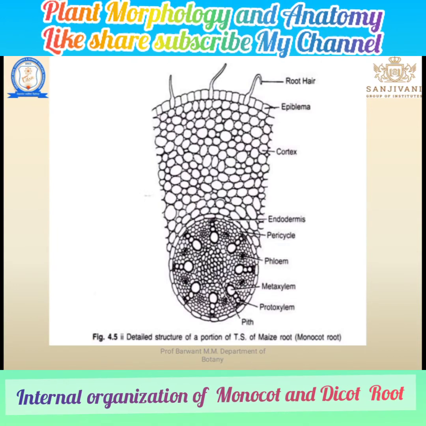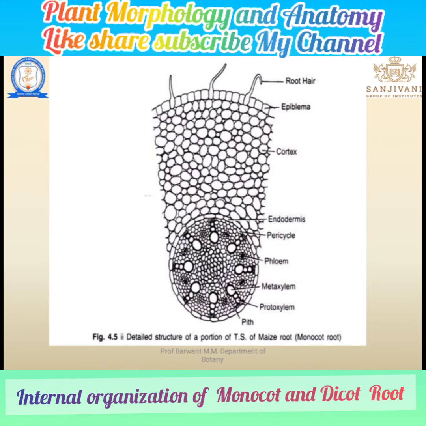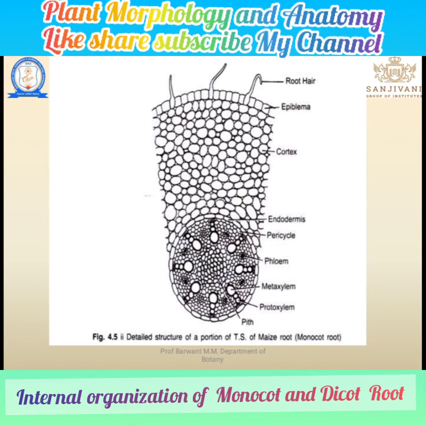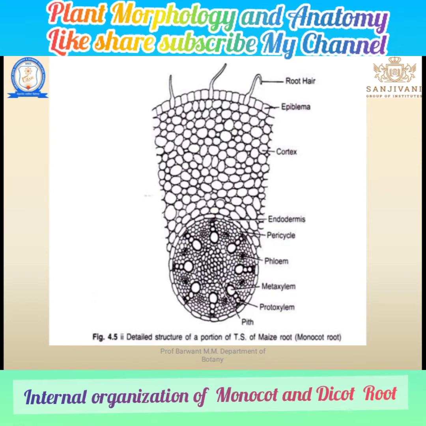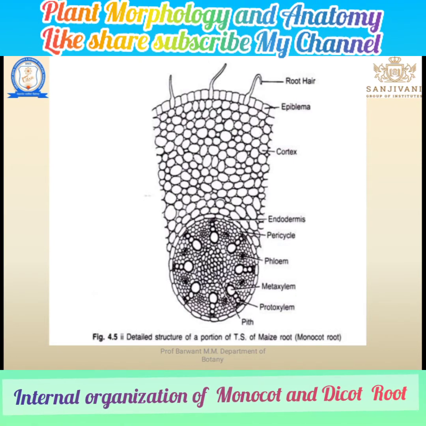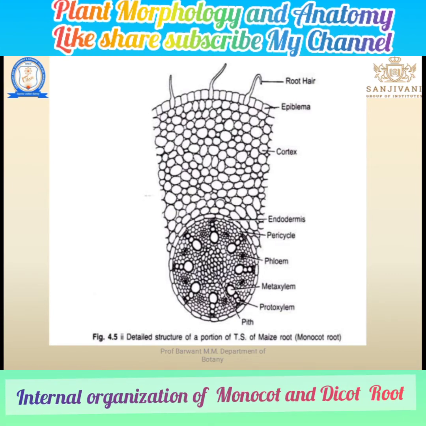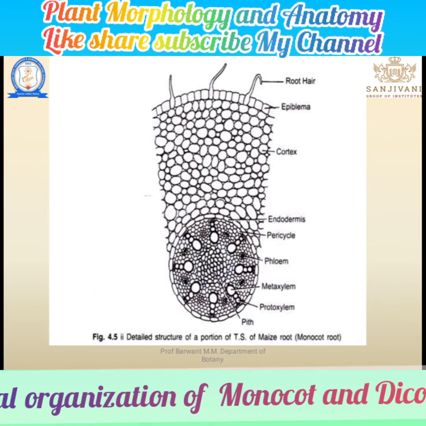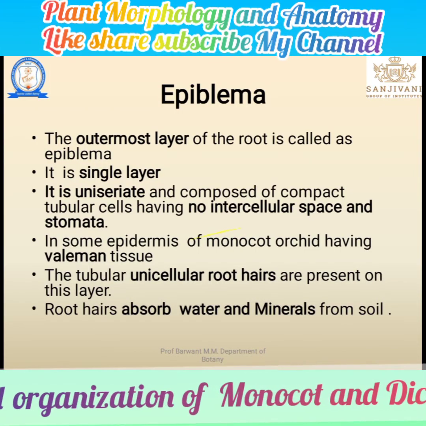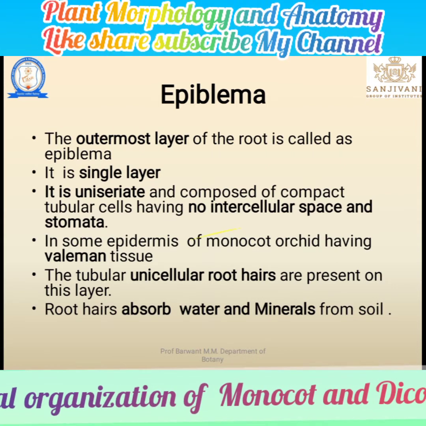Let's see. This is a monocot root section. The outer surface is the root, then epiblema, then cortex, then endodermis, pericycle, then vascular bundle, that means xylem and phloem, and in the center the pith is present. In this way, tissues are arranged in the internal organization of a monocot root. Now see the detailed structure of each part.